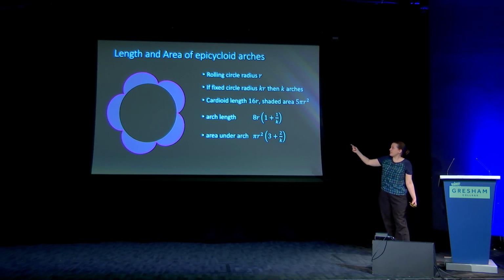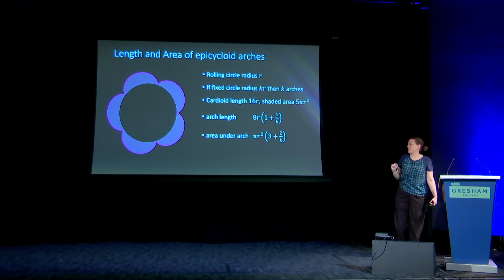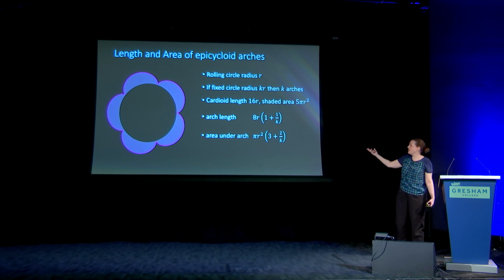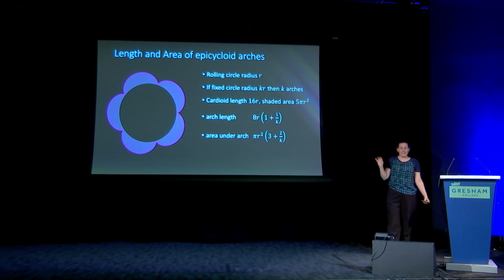So the arch length for each arch would be 8r and a bit. And the area under each arch, k is big, so 2 over k is small, so it's 3 pi r squared and a bit, the area under each arch. Now, what happens when k gets bigger and bigger and bigger?